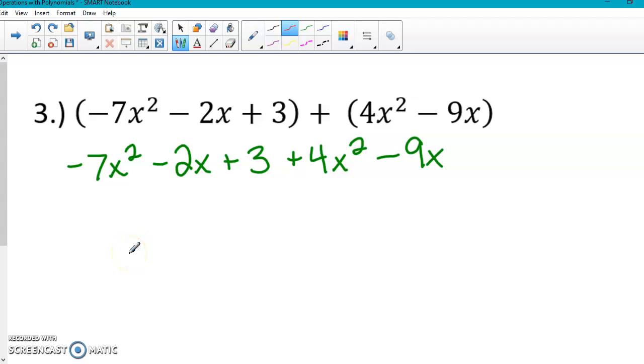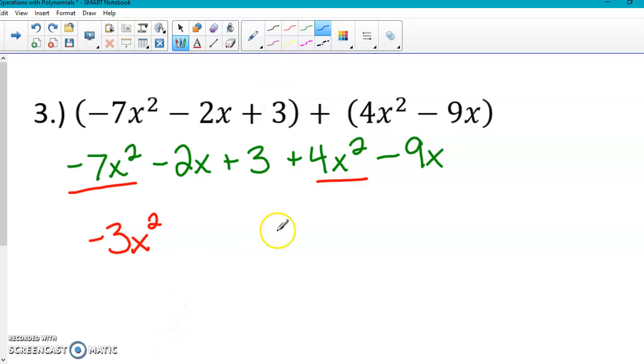and if I want it in standard form, I have to start with the biggest exponent. So my highest exponent is a 2, so x squared. So I have negative 7x squared plus, because it's positive, 4x squared. So a negative 7 plus 4 gets me a negative 3x squared.